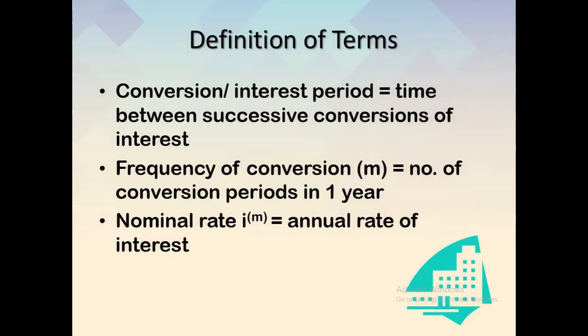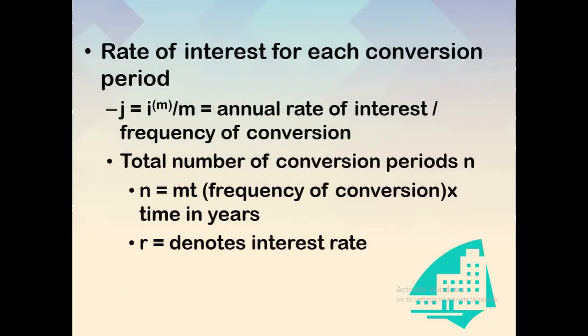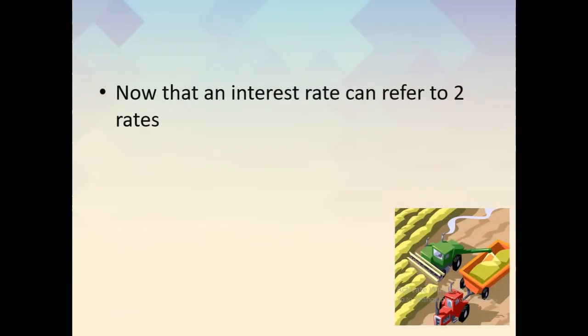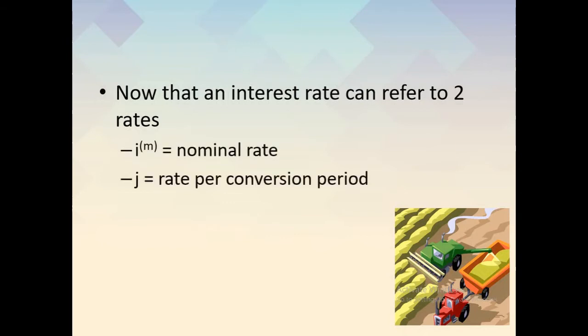Rate of interest for each conversion period, j, is equal to i^(m) over m, that is the annual rate of interest over the frequency of conversion. Total number of conversion periods, n, is equal to m multiplied by t, or frequency of conversion multiplied by the time in years. And r denotes the interest rate. Now an interest rate can refer to two rates: i^(m), that is the nominal rate, and j, that is the rate per conversion period.